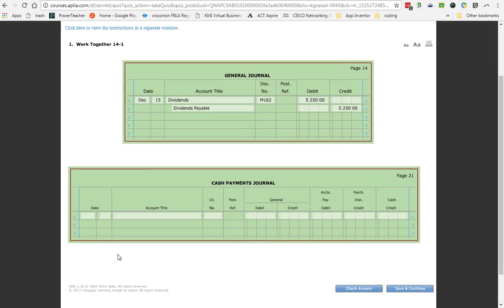So on January 15th, what account are we going to be debiting? What do we no longer owe? Dividends Payable. And that is going to be check number 687 for $5,250. Go ahead and try on your own.